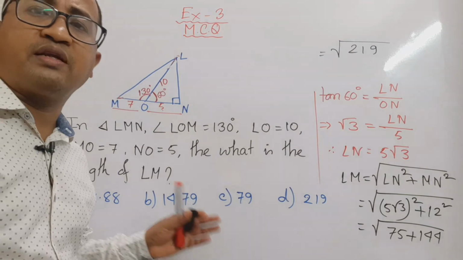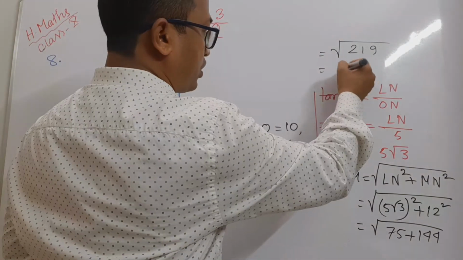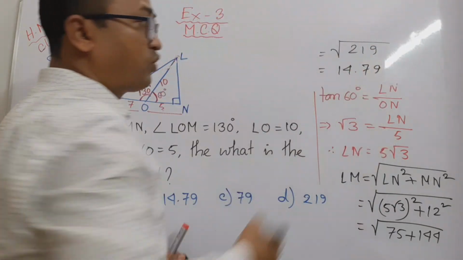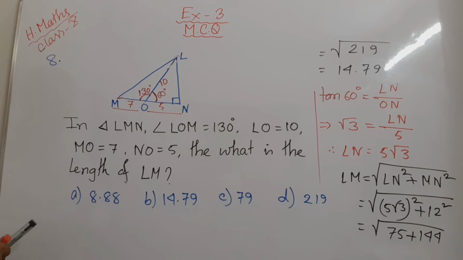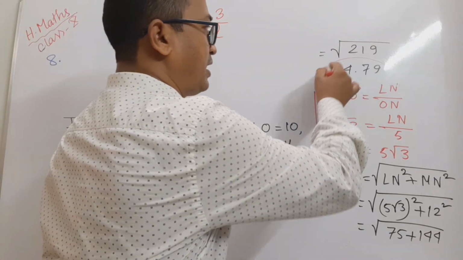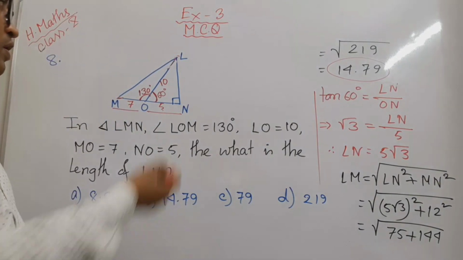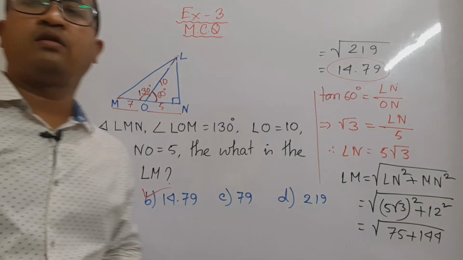So if you take the square root of 219, it will be 14.79. You can use the calculator over there. So the answer is option B, that is 14.79 unit. So the value of LM is 14.79 unit.